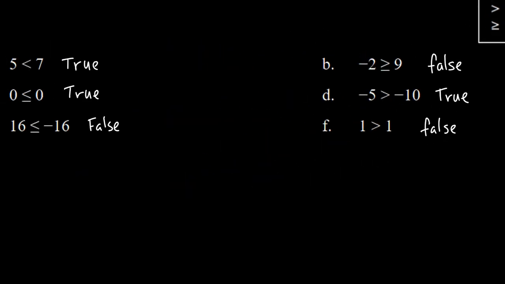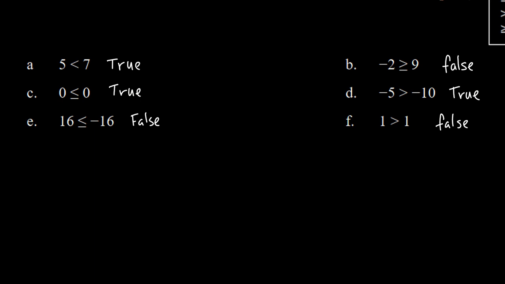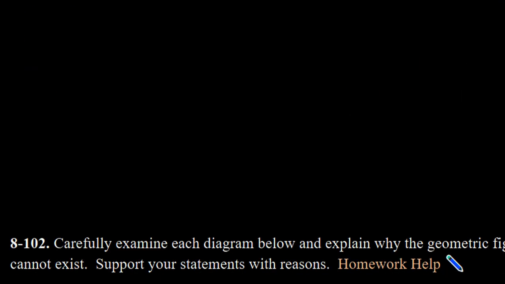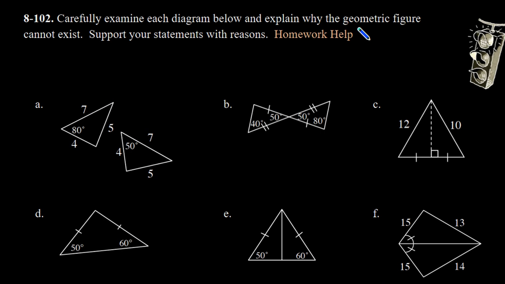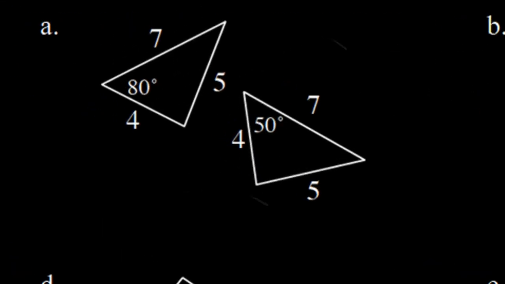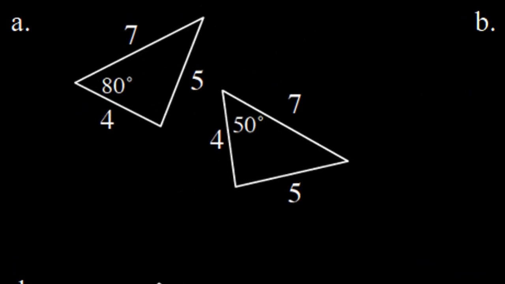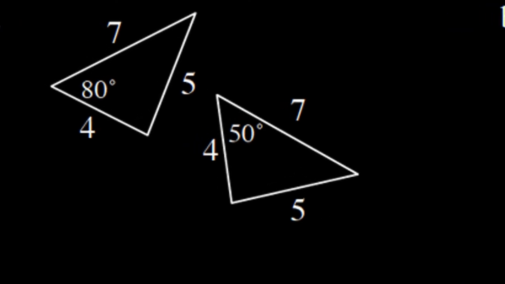So I know why these are coming up, so make sure you understand those statements and you can decide if things are true or false just like that. And then the final question, number 102, it says carefully examine each diagram below and explain why the geometric figure cannot exist. It's impossible. Support your statements with reasons. I love that, with reasons. No, support your statement with just your emotional feel of the situation. I feel that this can't be. No, a reason. Here's my reason for this.